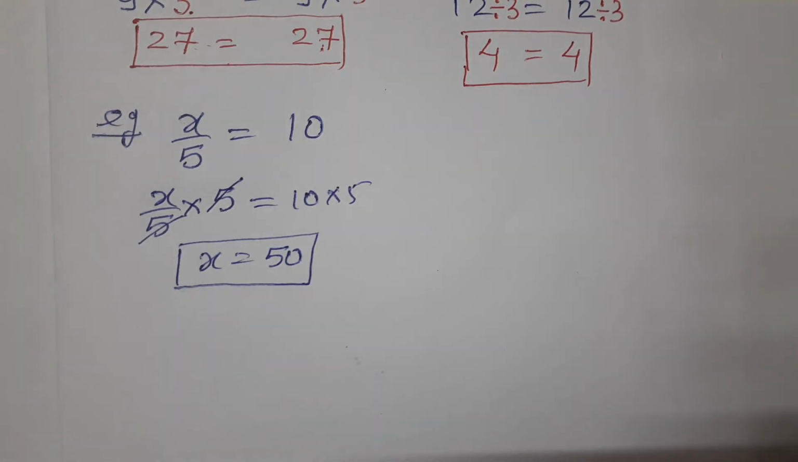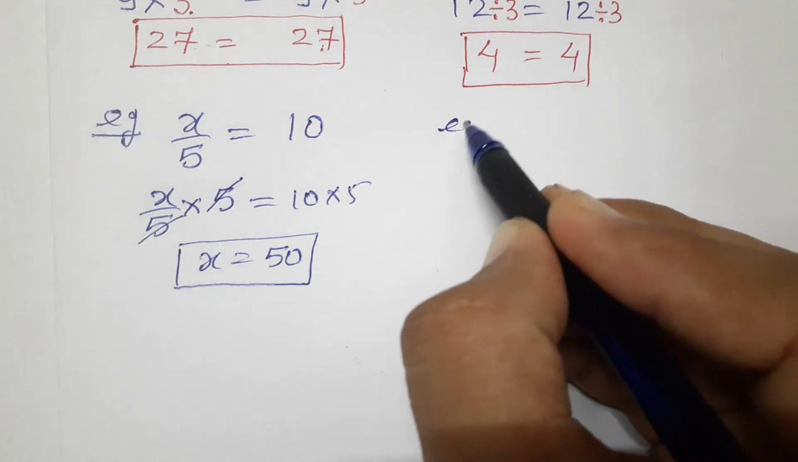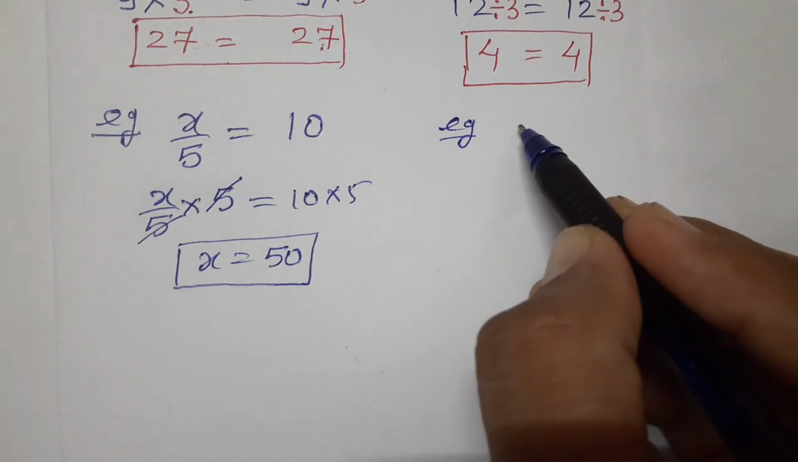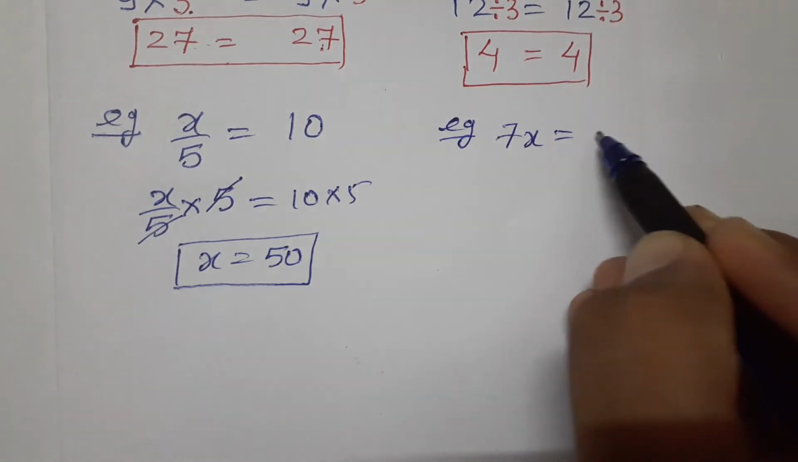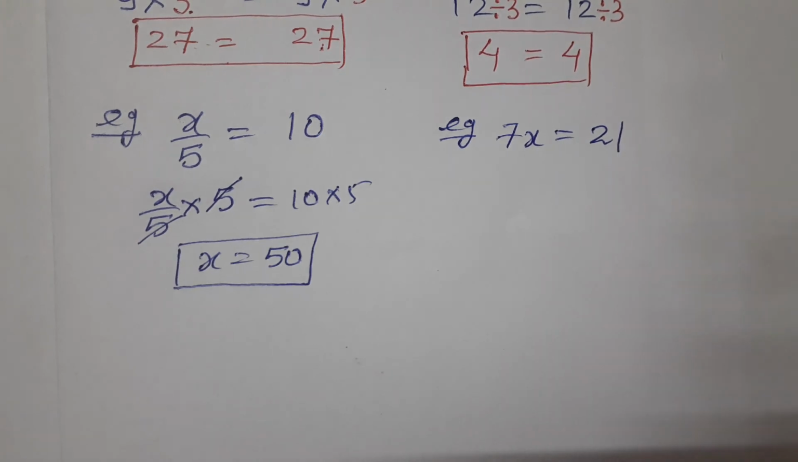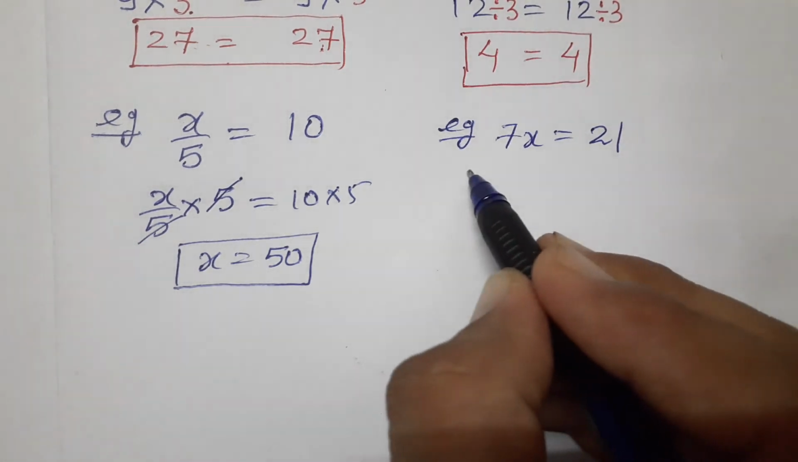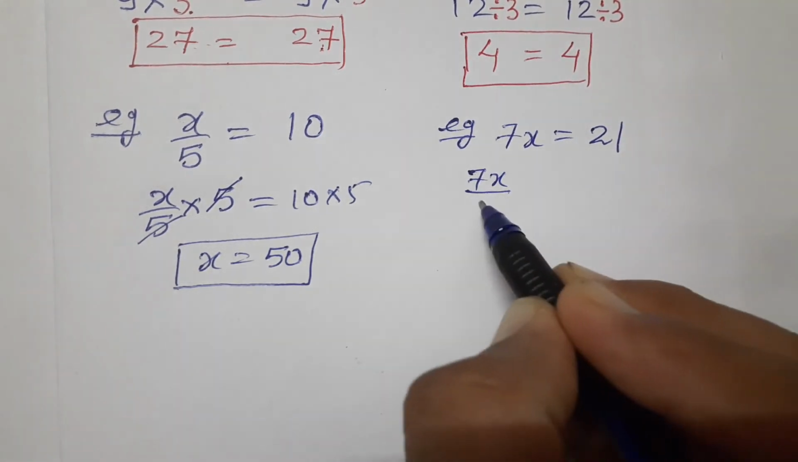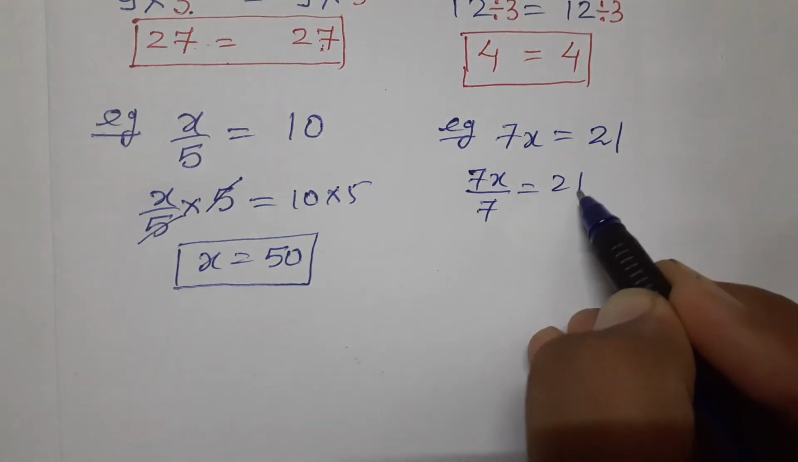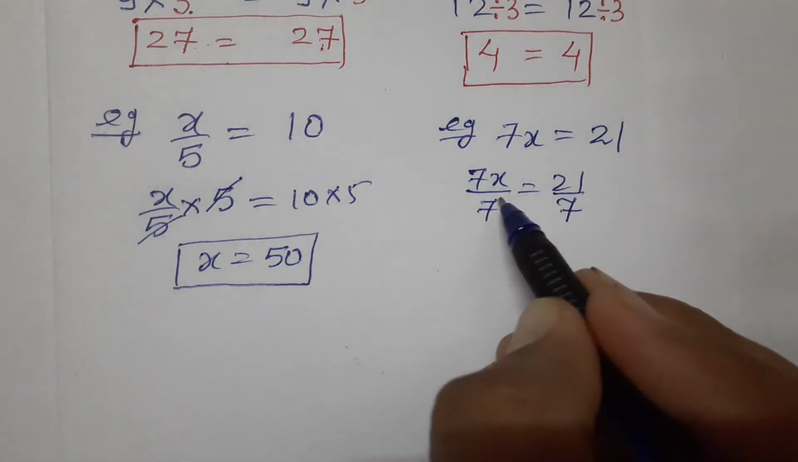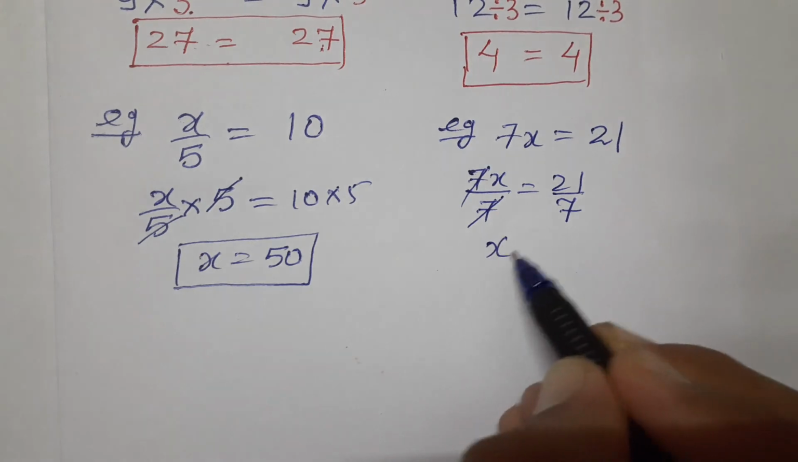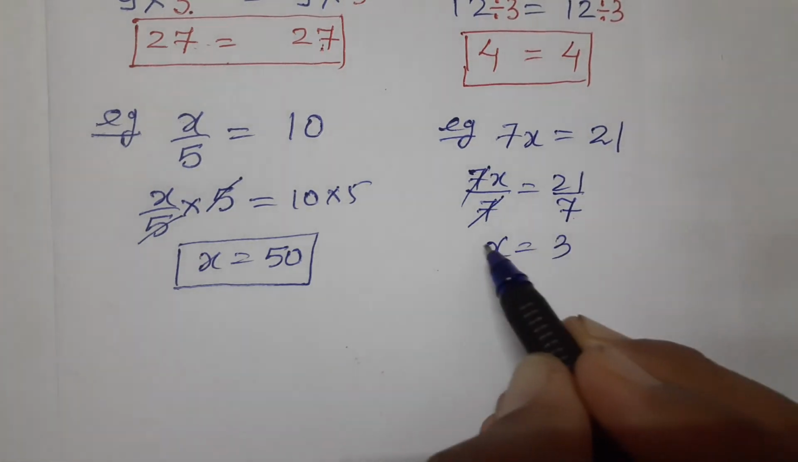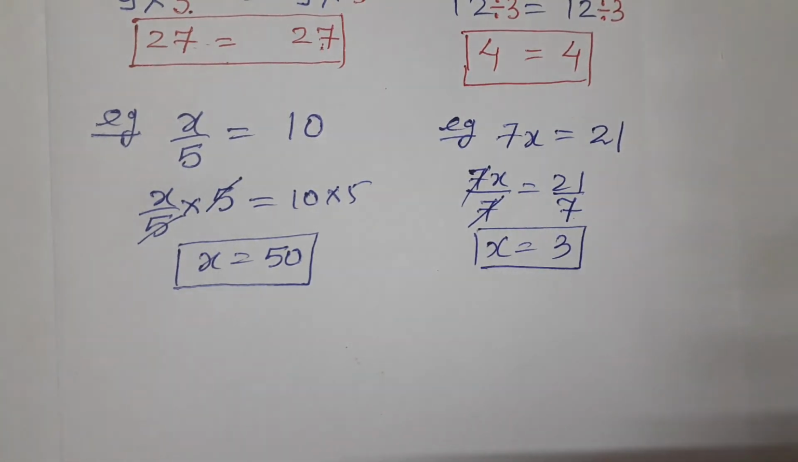Now let's take an example of division. 7x equals 21. Now we are going to divide both sides by the same number. So we have divided by 7 on both sides. 7 7s cut, x equals 21 divided by 7, which is 3. x equals 3.